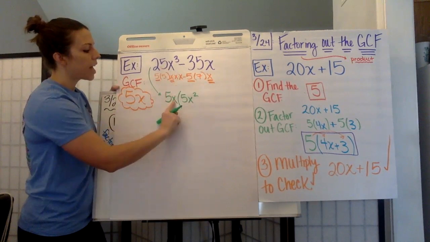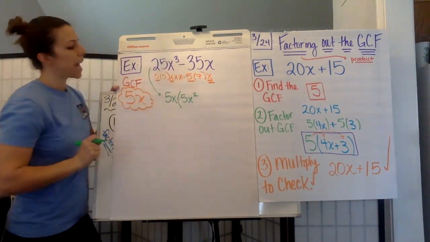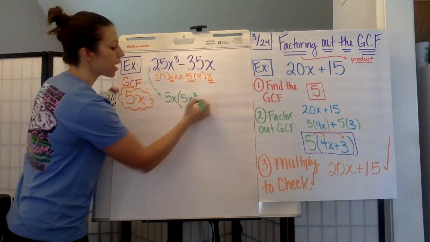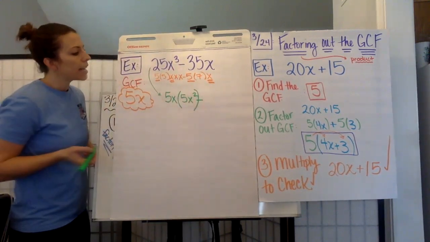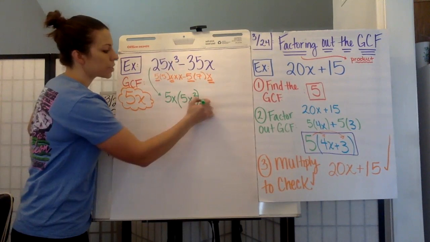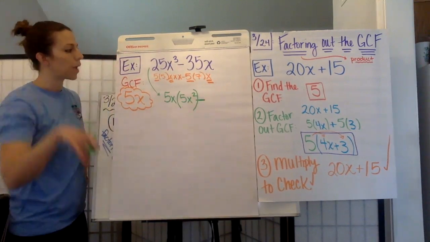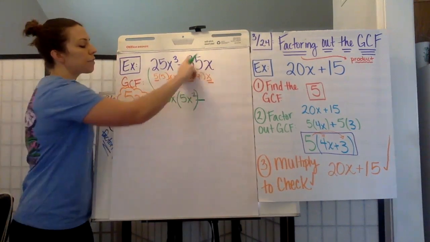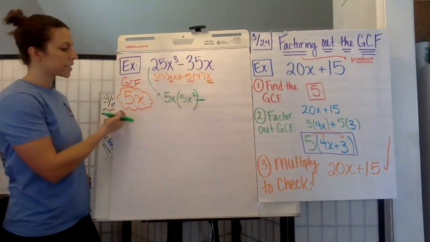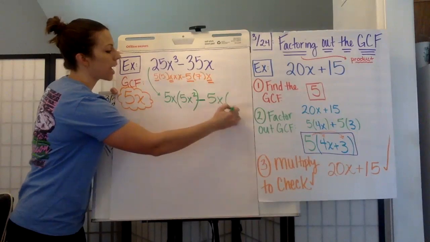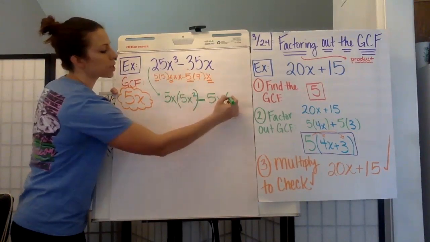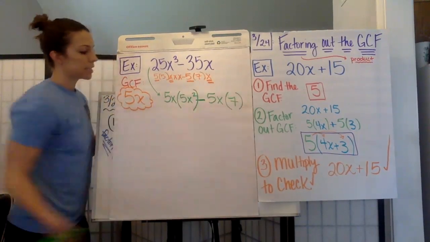5 times 5 is 25, x times x squared is x cubed. Okay, now maintaining that subtraction, which got a little bit messed up there, but that's okay. We're going to write 35x using our greatest common factor, 5x. So this is 5x times, when I take out 5 and x, I'm just left with 7.